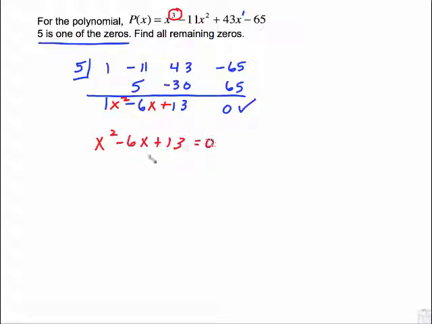One of the options is to see if this thing factors. Well, it doesn't factor. If it doesn't factor, your next best option is the quadratic formula. So negative b, negative of -6 is 6, plus or minus the square root of. I like to put that in parentheses. If that's a negative, put it in parentheses so your calculator does the right thing.